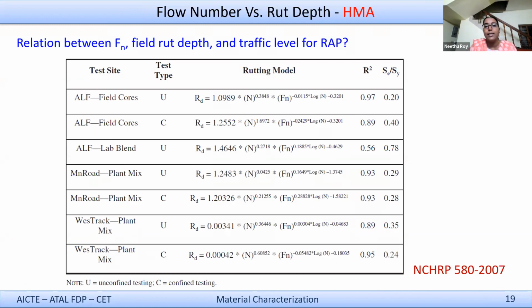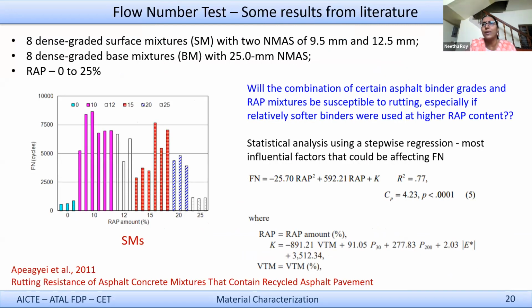Now you can see that it is possible to develop such relationships, which connect the flow number, the field rut depth and the traffic level. We don't have any such relations available for RAP, something which you can think about or start exploring. Now I'll quickly show some results from the literature from this flow number test.